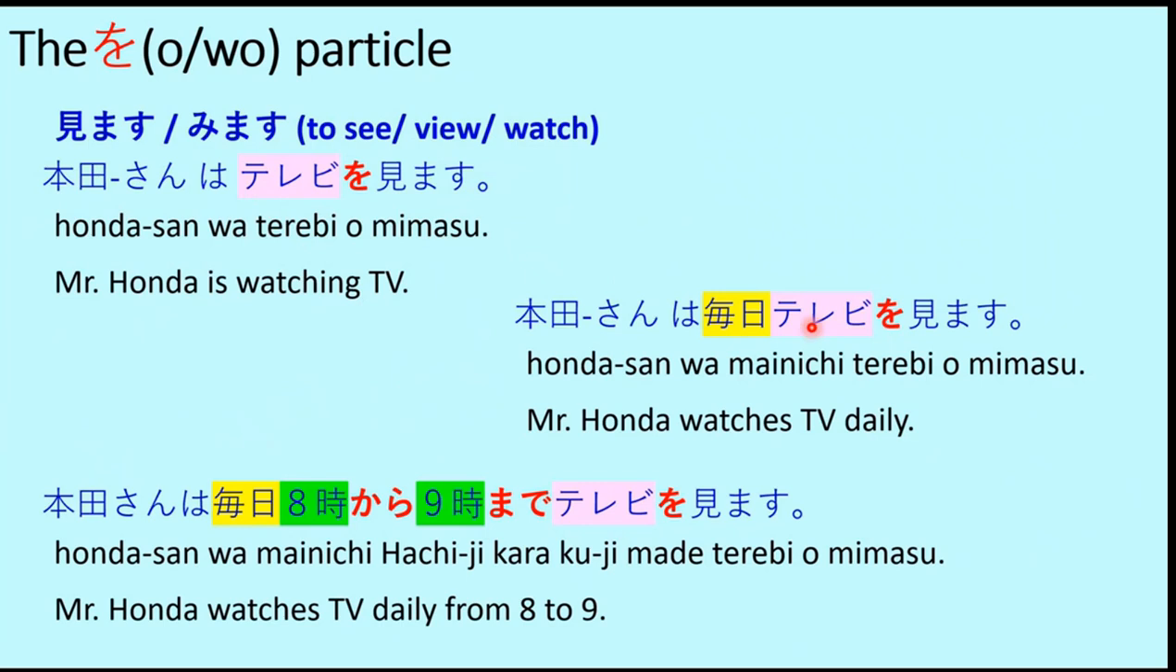Terebi o mimasu. Then mainichi terebi o mimasu. And then mainichi hachiji kara kuji made terebi o mimasu. So this is kara and made. These are also particles which we have discussed earlier. Kara means from, made means to. So mainichi 8 ji kara 9 ji made means daily from 8 to 9. Mr. Honda watches terebi, that is television. Mimasu is for watching. So here again you can see there are three particles involved: kara, made, and o. And o is the connector between the object and the verb.